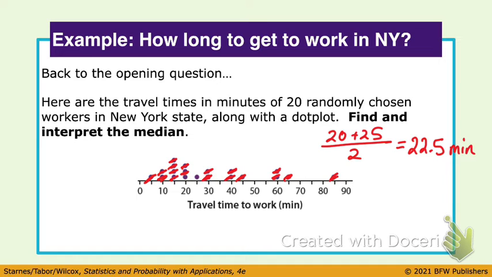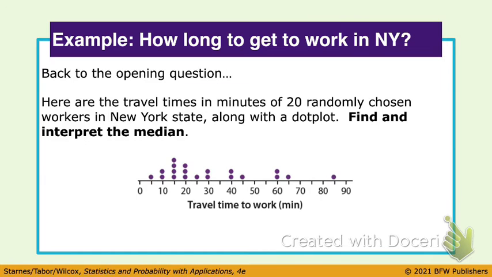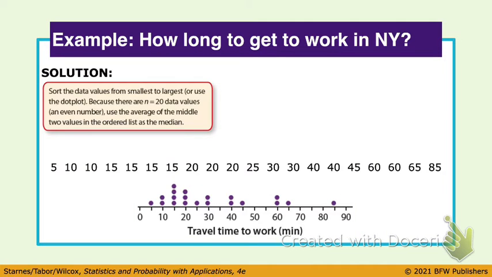22.5. And how do I interpret that? About half of the workers got to work in less than 22.5 minutes. Perfect. So about half of the sample take less than 22 and a half minutes to get to work, and about half take more than 22 and a half minutes to get to work. Exactly. So here's our answer.